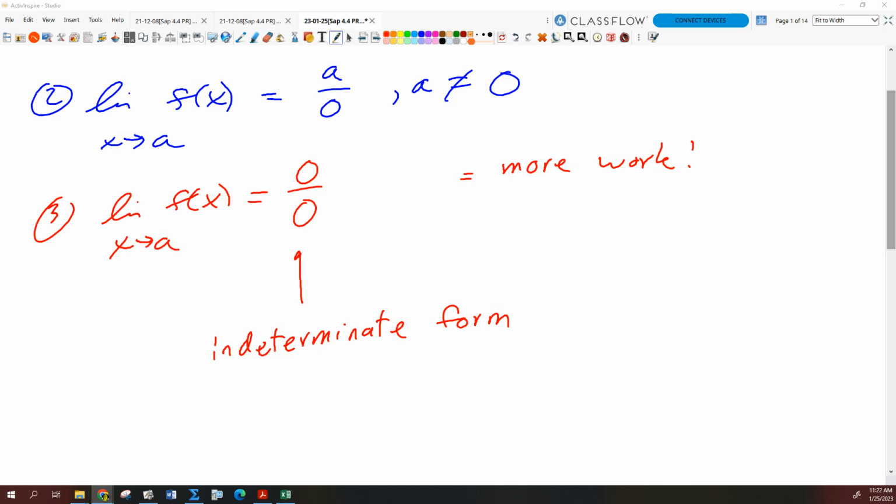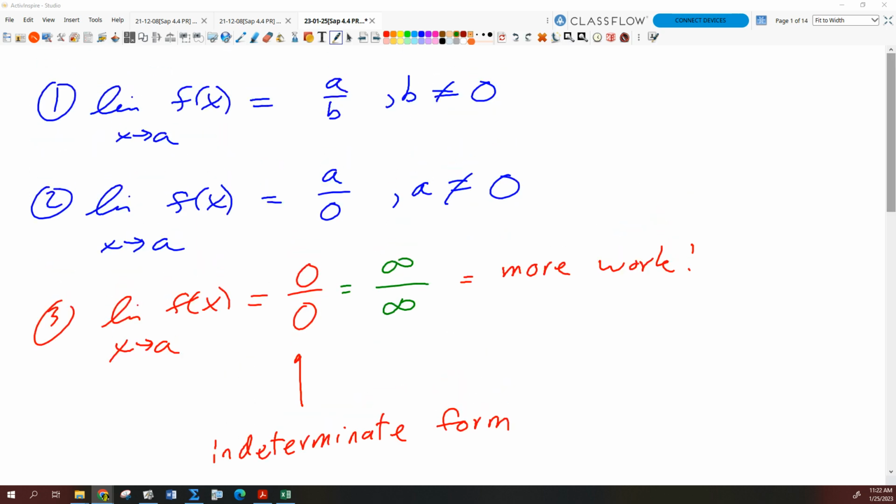I'm going to add one more to the mix here. I can't remember if we ever did any like this. But another one that's also indeterminate that works the same way would be when we evaluate our limit directly, we got infinity over infinity. It works exactly the same way. We would just have to do more work until we resolved that limit, right? Until we moved this type 3 limit up into one of the top two categories, right?